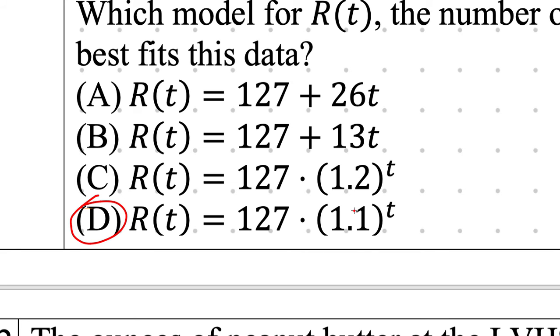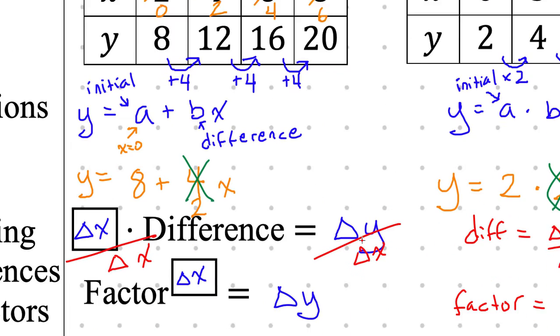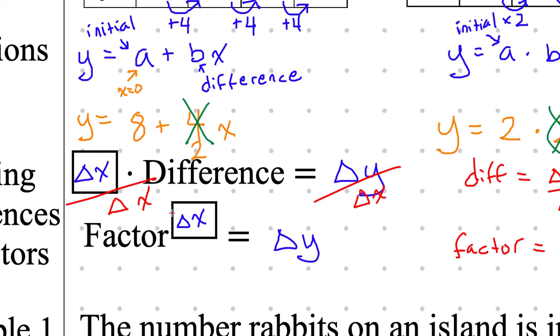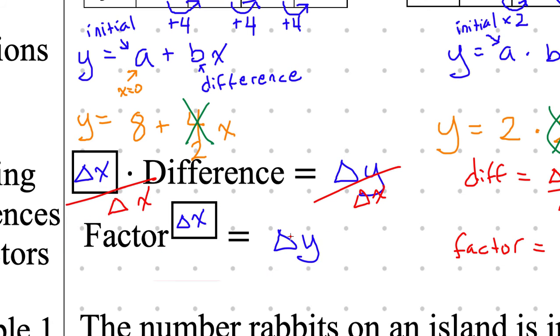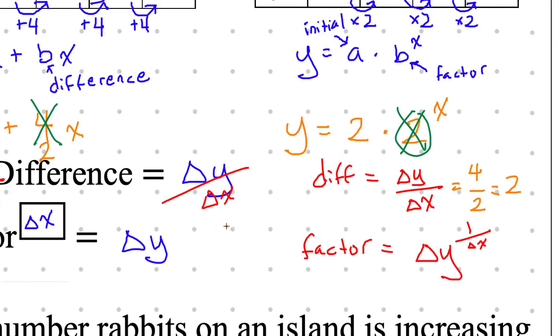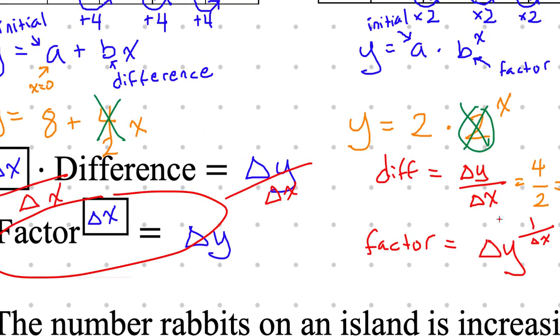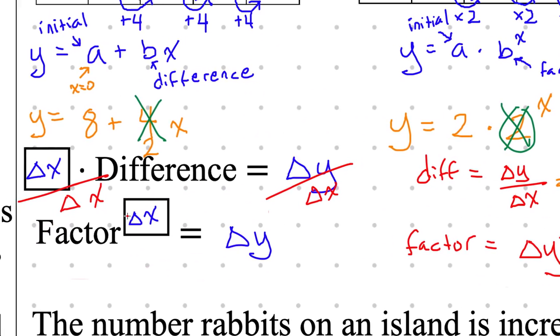So how do I know it's 1.1? Well, I use our formula up here. I'm knowing that I'm going to be an exponential, so I'm going to use this formula right here, the factor. How do I find the factor? Well, factor to the power of x is equal to delta y, or I can just come over here. Let's do this, because I want to explain where this formula came from. So let's say factor to the power of delta x.